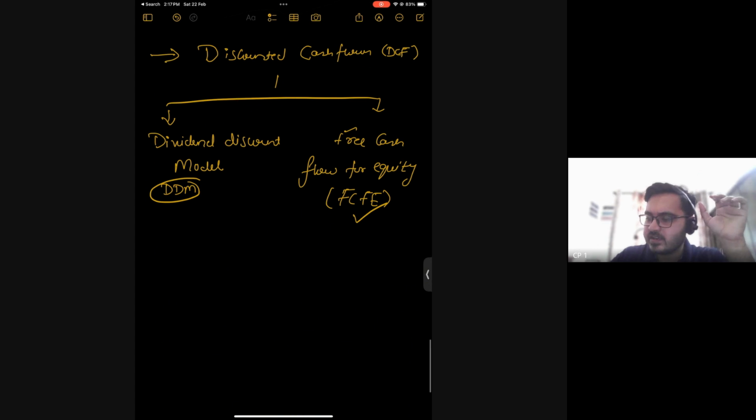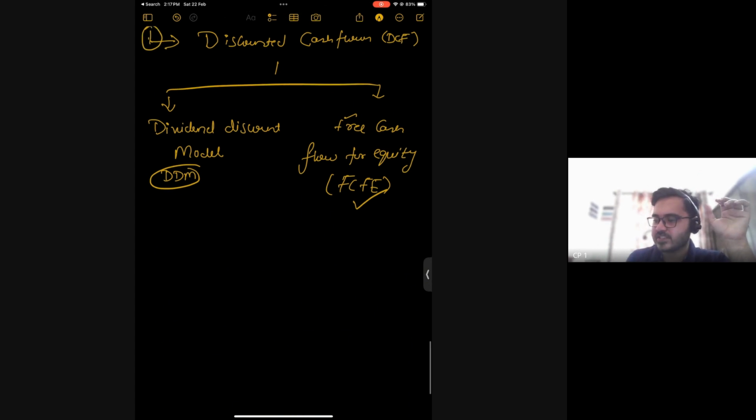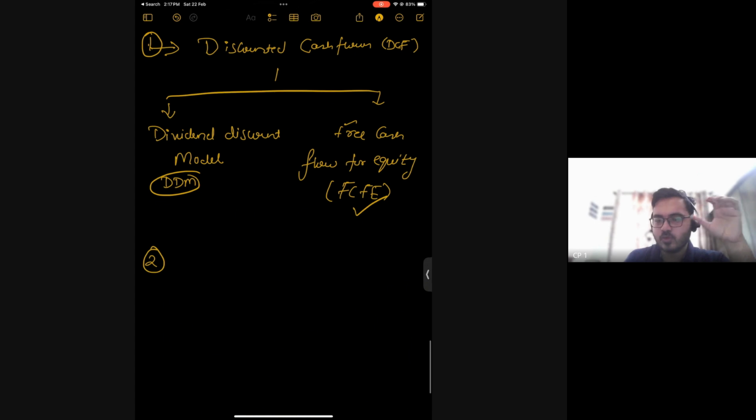So this is, let's just say, part one of your analysis, which is DCF. Part two is, in general, we call it the relative valuation method. In our books, it is also called the multiplier method.